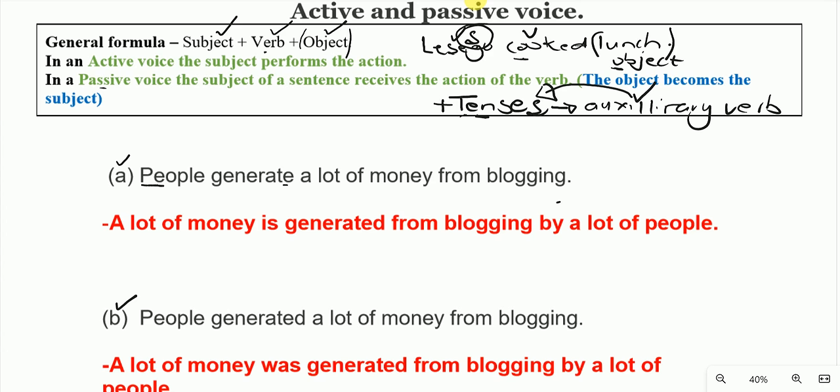Okay, who's performing the action here? We've got people. This is our subject. What are they doing? They generate, and this is our verb. The question would be, therefore, what are they generating? They are generating a lot of money. So now a lot of money becomes our object.